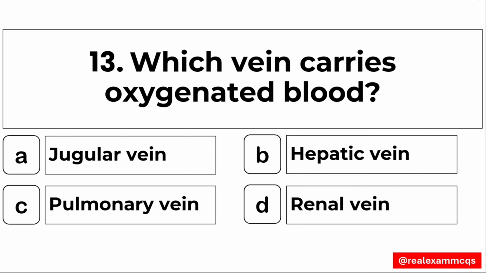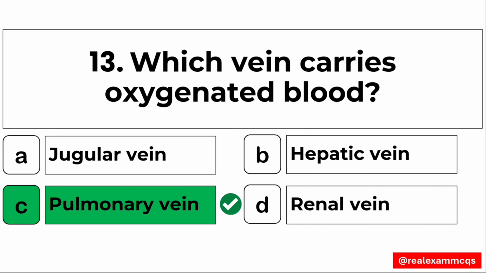Question number 13. Which vein carries oxygenated blood? There is only one vein, and that is the pulmonary vein. The pulmonary vein carries oxygenated blood, and the pulmonary artery carries deoxygenated blood.